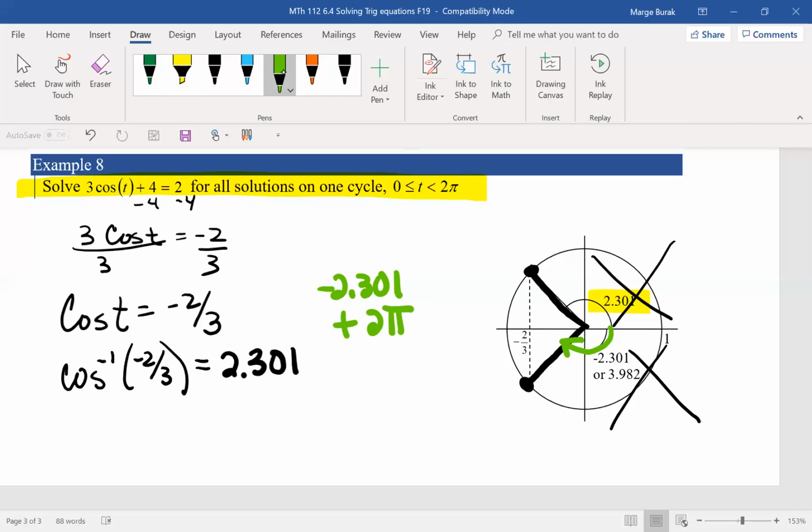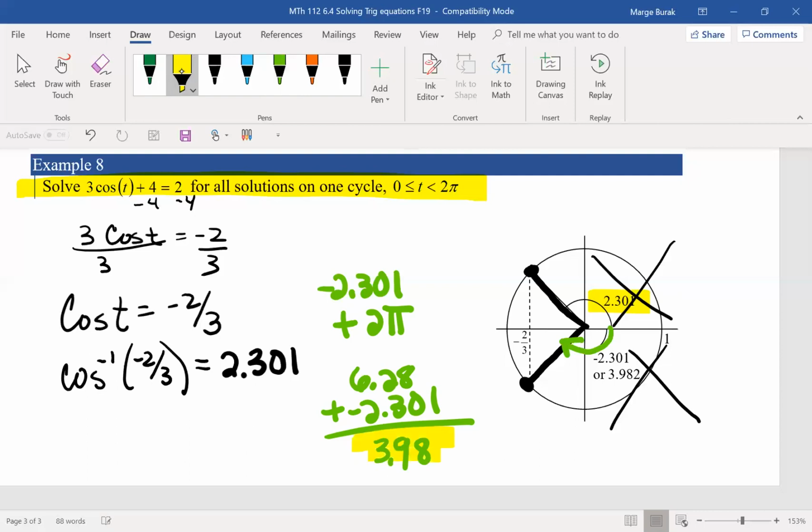So I'm going to say 6.28, that's 2 pi, plus negative 2.301. So if I do 6.28 minus 2.301, that gives me 3.98. I'm going to round that off to 3.98. Okay. So my two answers are this angle, which is 2.3, and this angle, which is 3.98.